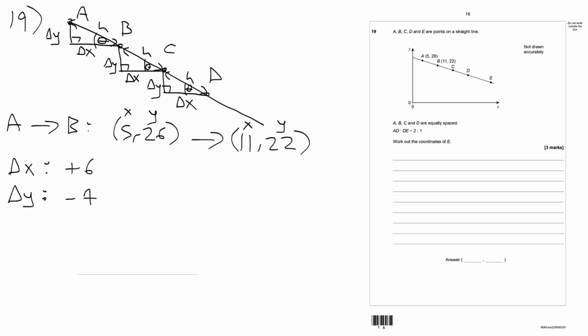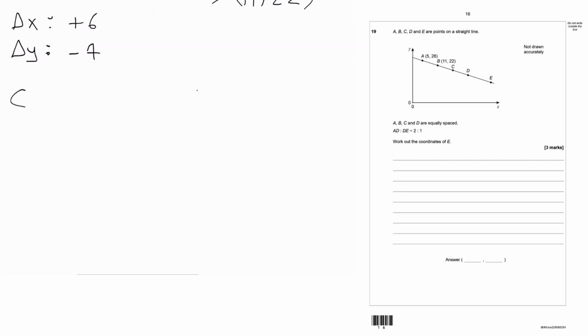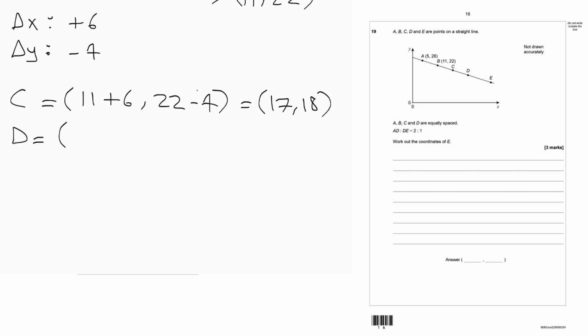Now we can apply this transformation to each coordinate to get C and D as well. So if we want to work out the value of the coordinate C, we have, starting from the B coordinate, which is 11, 22. So we have 11, and then we want to apply a plus 6 change in the x direction. And then we have 22, and we want to subtract 4. So our C coordinate now becomes 17, 18. And then we could do the same with our D. So to go from C to D, we start with the x coordinate of C, which is 17, and we add 6. And then our y coordinate of C, which is 18, and we subtract 4. And this gives us a D coordinate of 23, 14.